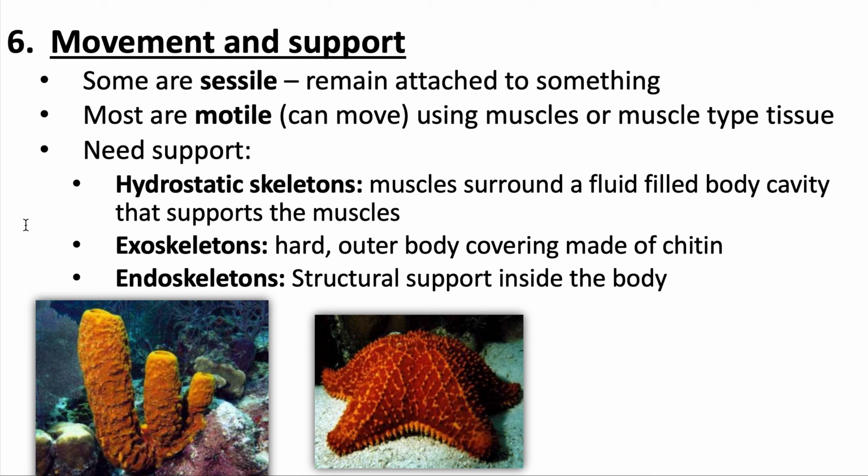For support, some organisms are going to have a hydrostatic skeleton, meaning their muscles surround a fluid-filled body cavity that supports the muscles. Some animals are going to have an exoskeleton, which is an outer body covering, and then endoskeletons have structural support inside the body.